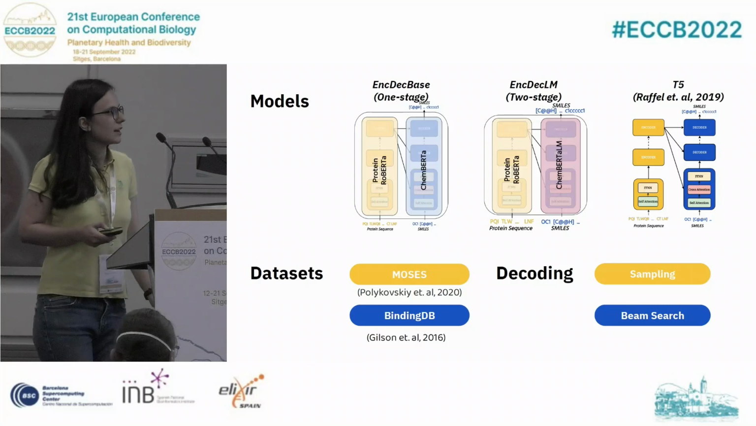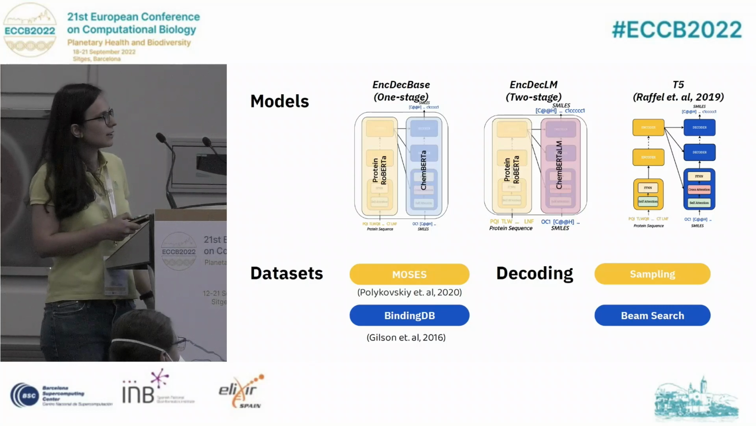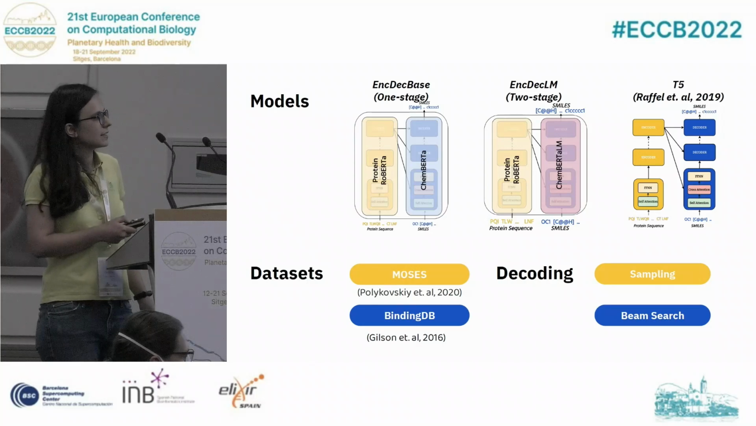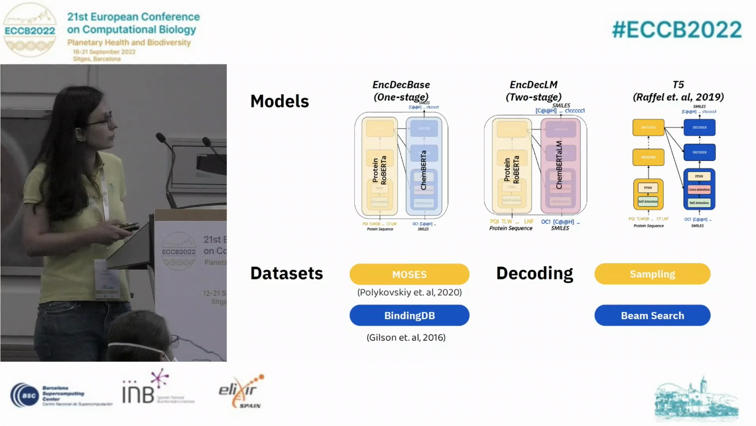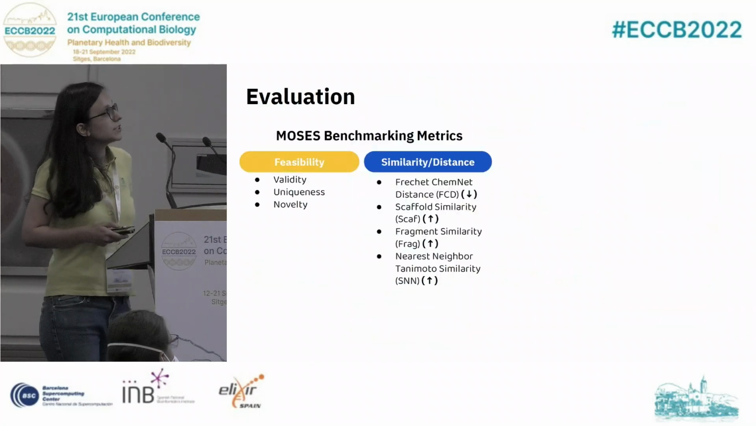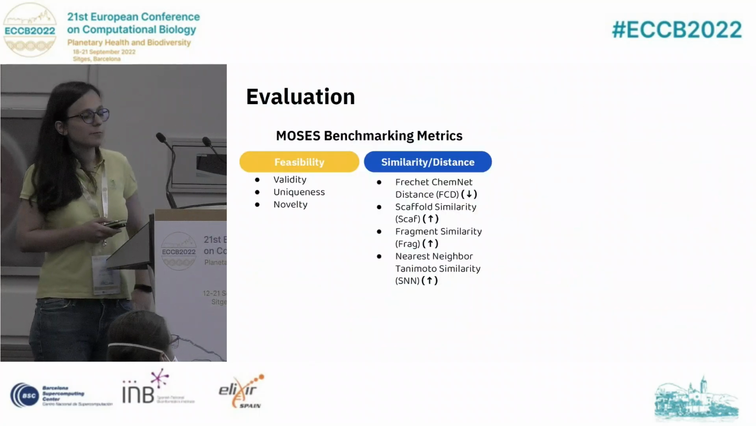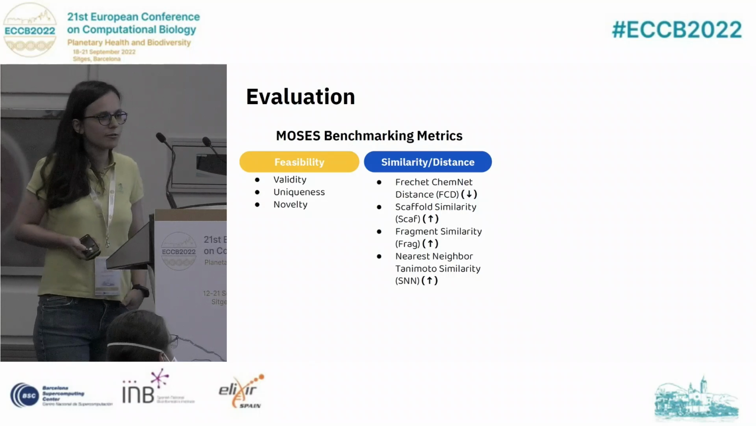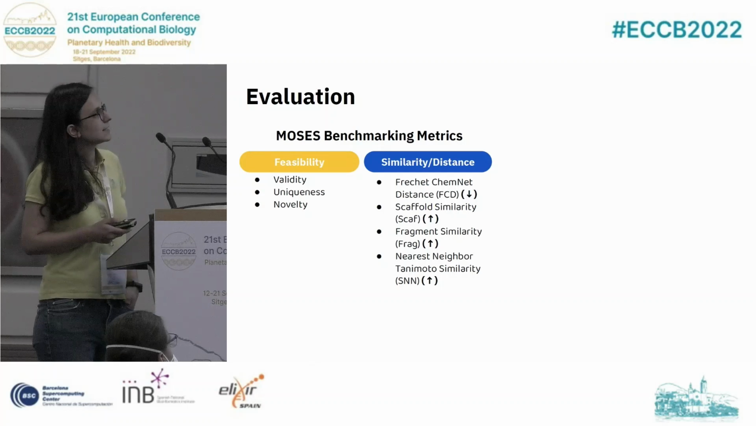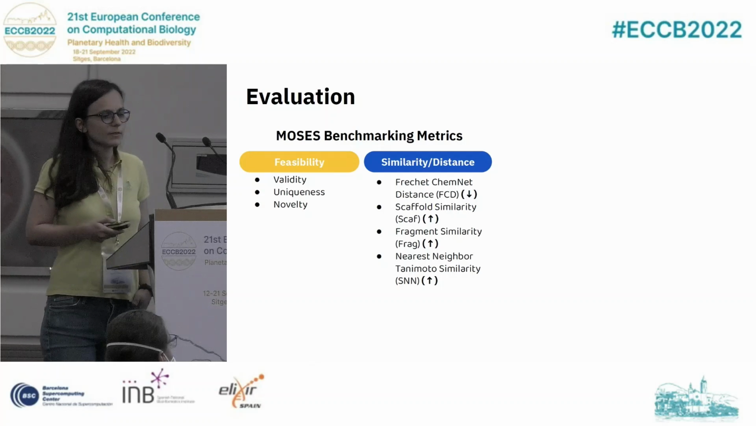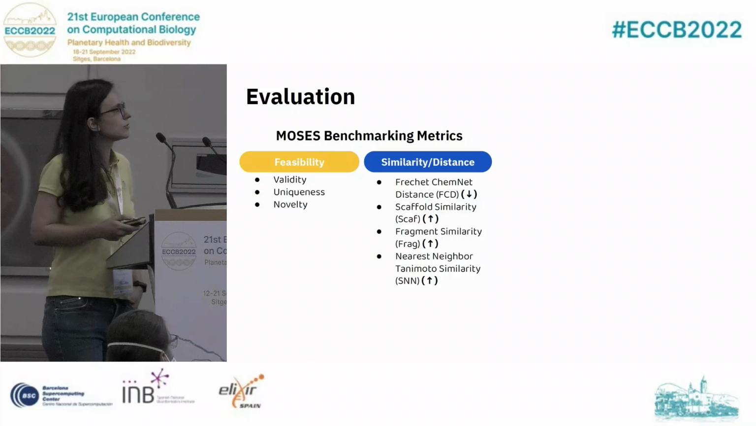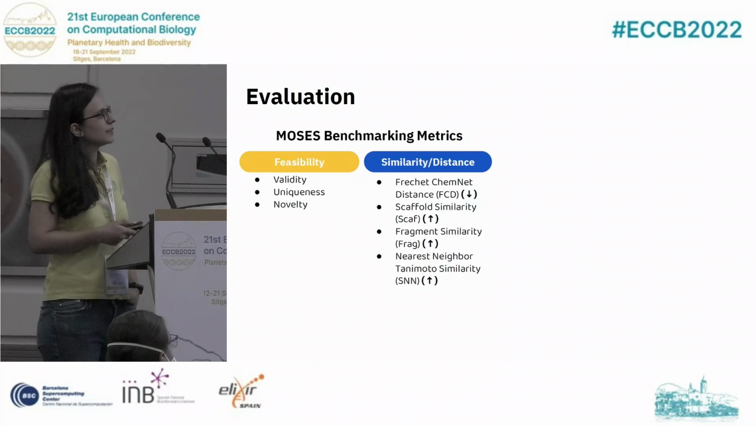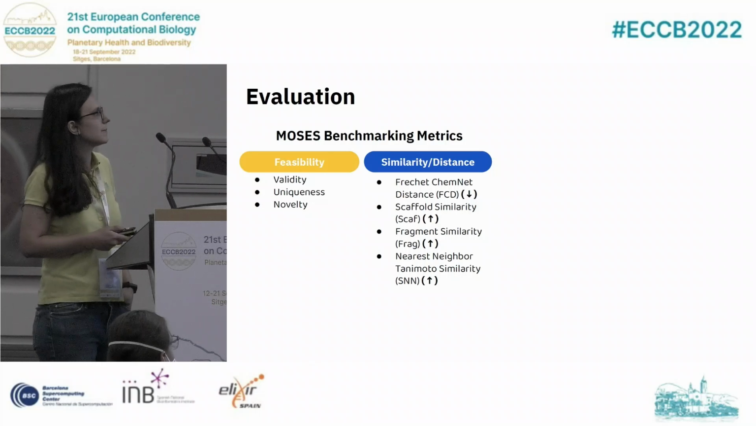Once the models are trained, we can use decoding strategies to generate molecules, and here in this study we use sampling and beam search. For the evaluation, we use benchmarking metrics from MOSES to assess the validity, uniqueness, and novelty of molecules, as well as their similarity to known active compounds with several metrics, including Fréchet ChemNet Distance, scaffold similarity, and nearest neighbor Tanimoto similarity.